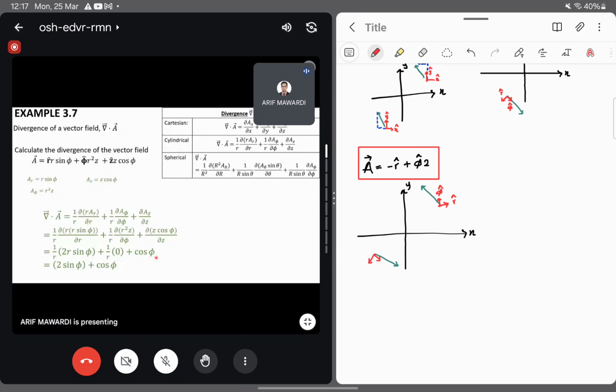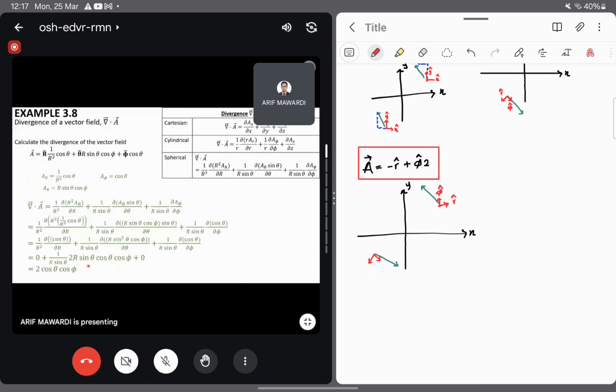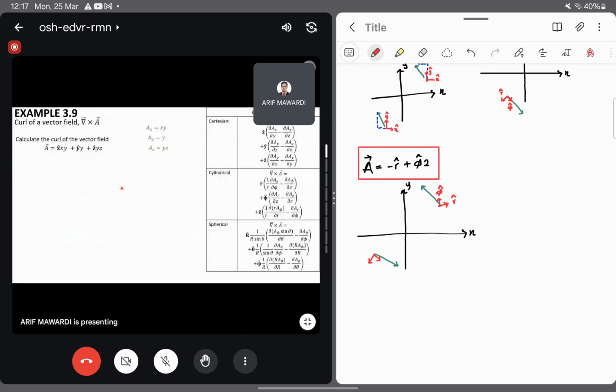Okay, so the same thing here. So you have your vector field. How do we know that this is a vector field? You notice that there are unit vectors here. So now if you calculate the divergence of the vector field, what you should get is a scalar field. So you notice that there are no unit vectors in the final answer here.